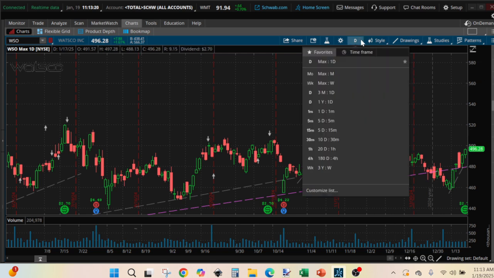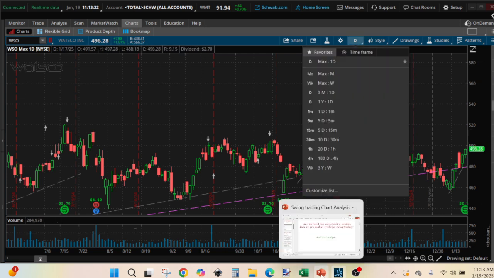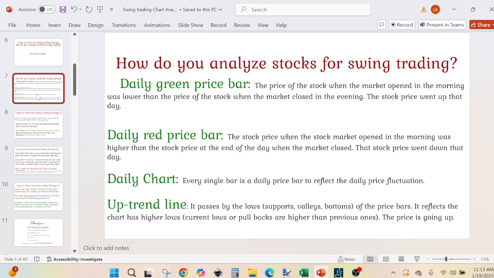We use the maximum daily chart. We have the green bar that signifies that the price went up that day. The red bar signifies that the price pulled back that day. The price at the end of the day was lower than the price in the morning when the market opened, therefore the price dropped that day. And on the green bar, the price in the evening was higher than the price in the morning.